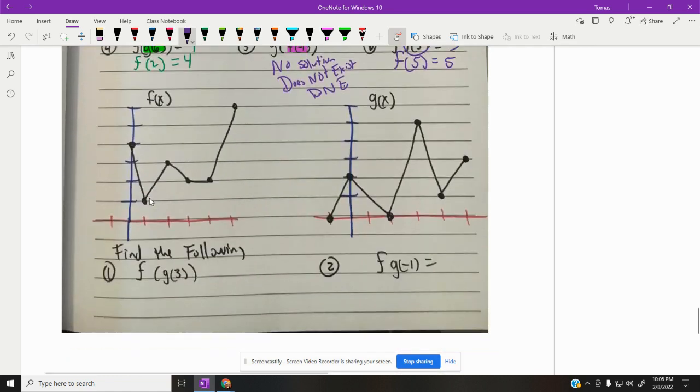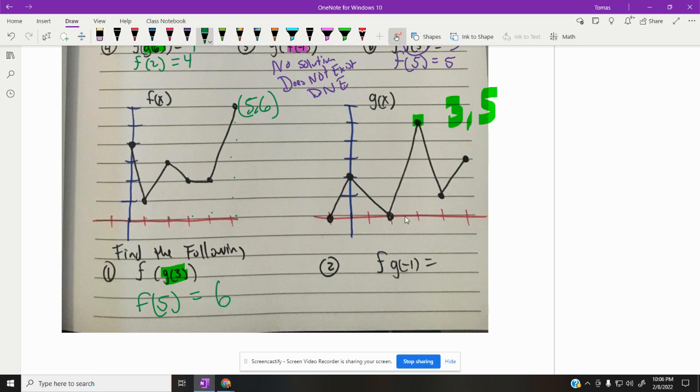Okay. So right here, let's start off with the g of 3. So g of 3 is 1, 2, 3, 1, 2, 3, 4, 5. So it's this point, 3, 5. So that means this becomes f of 5. F of 5 is right here, 1, 2, 3, 4, 5, 1, 2, 3, 4, 5, 6. So 5 over 6. So our answer would be 6.